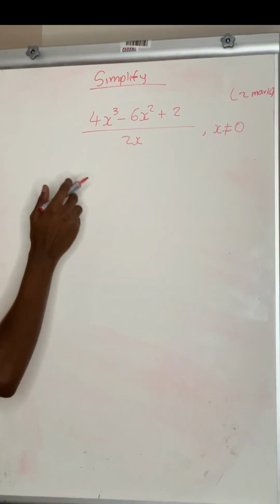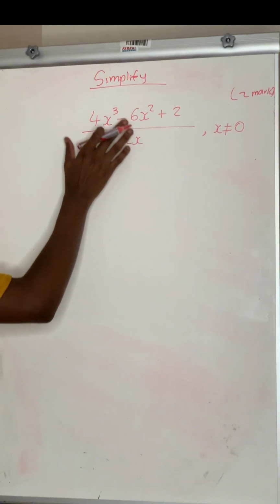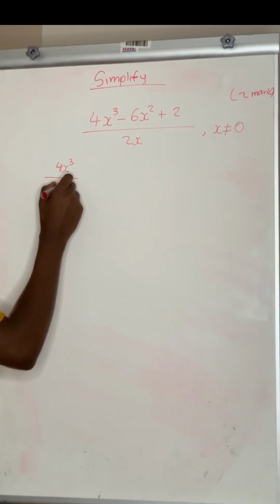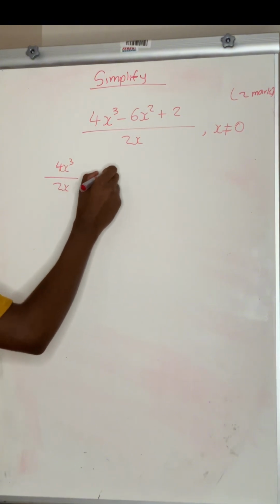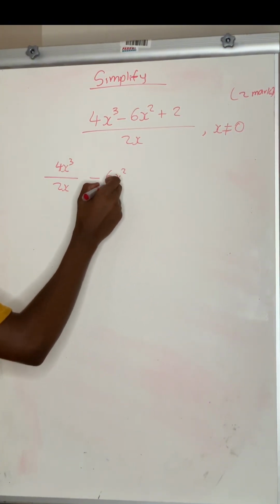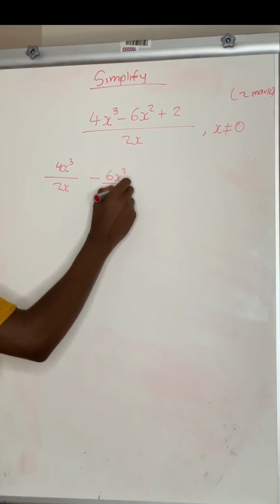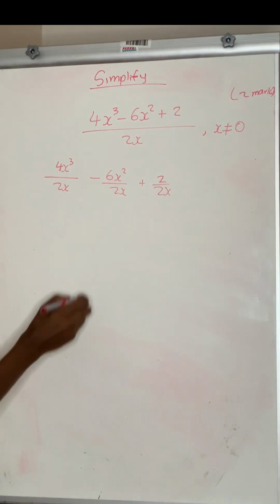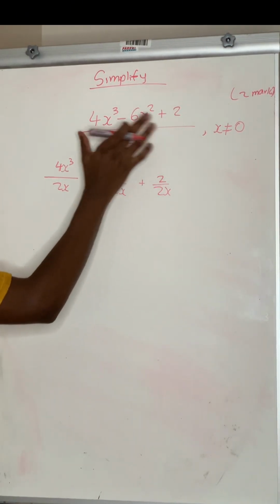You have to use a law which says all of this is basically the same as saying 4x^3 divided by 2x, minus 6x^2 all over 2x, and then plus 2 all over 2x. So this is basically the same as that.